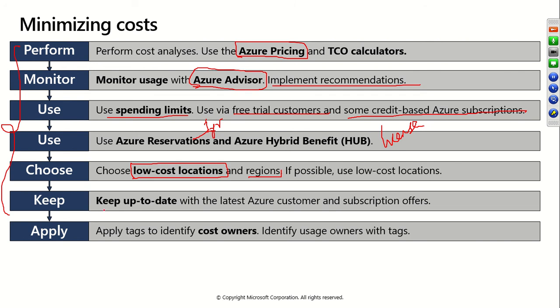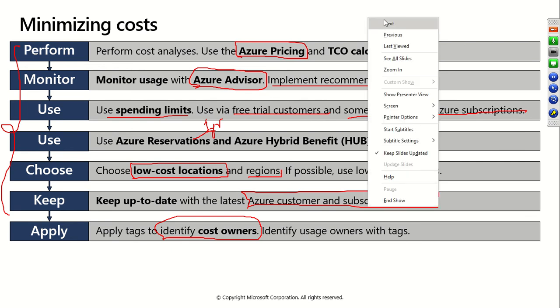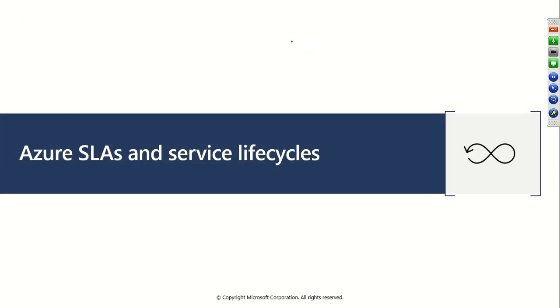After that, you can also keep up to date with the latest Microsoft subscription offer. Microsoft also does offer some discounts, and you can keep up to date by subscribing to it. And lastly, you can also apply tags. A tag will identify who is the owner of a particular resource. And if a particular owner is consuming too much, you can have a chat with the owner to minimize his consumption as the case may be.